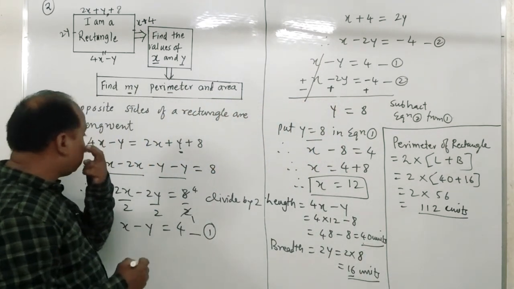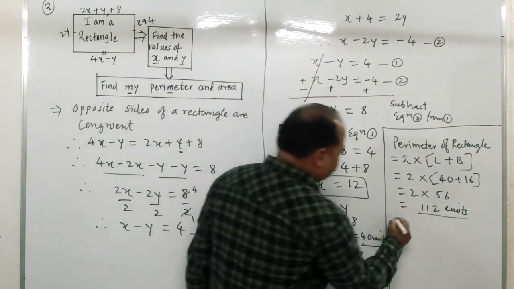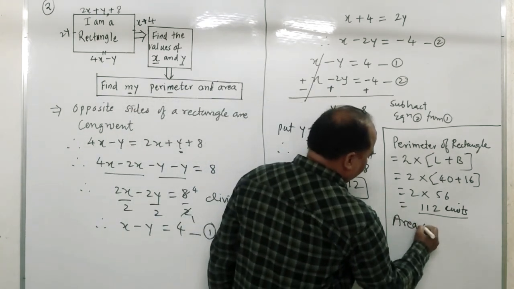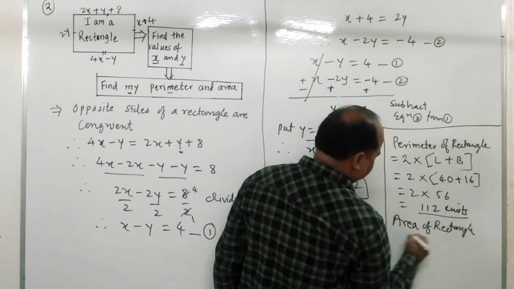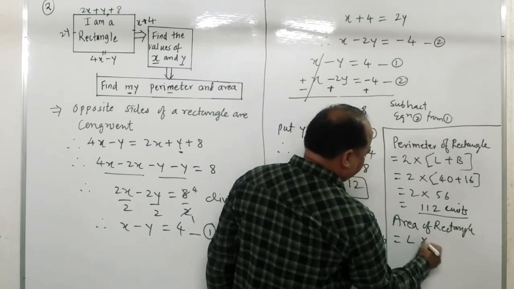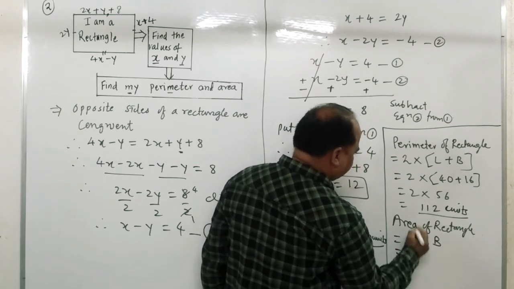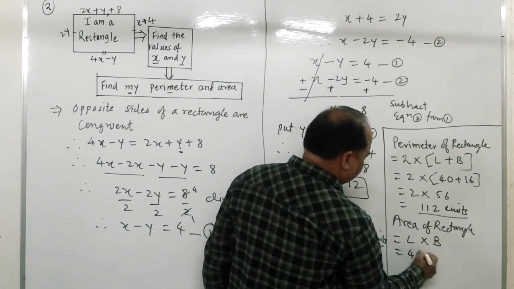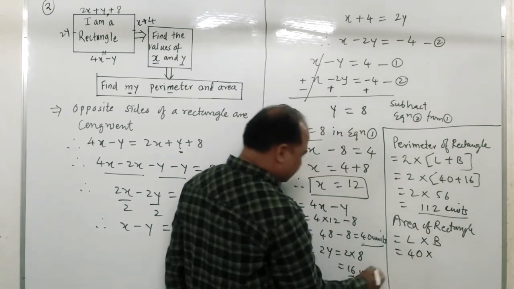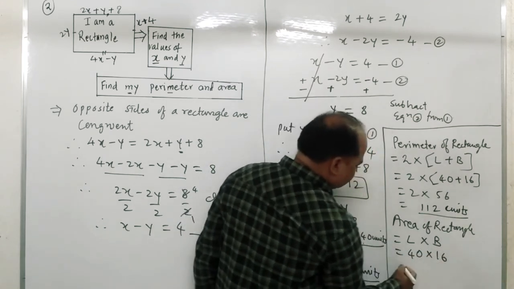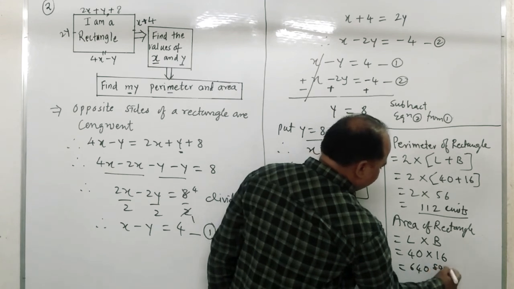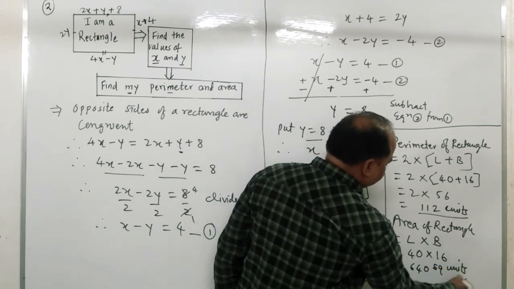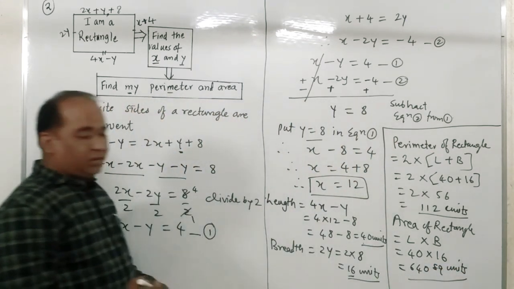Now the area of the rectangle is equal to length into breadth. Area of the rectangle is equal to length multiplied by breadth, which is equal to 40, the length, and 16, the breadth. 40 into 16, that is 640 square units, the area of the rectangle.